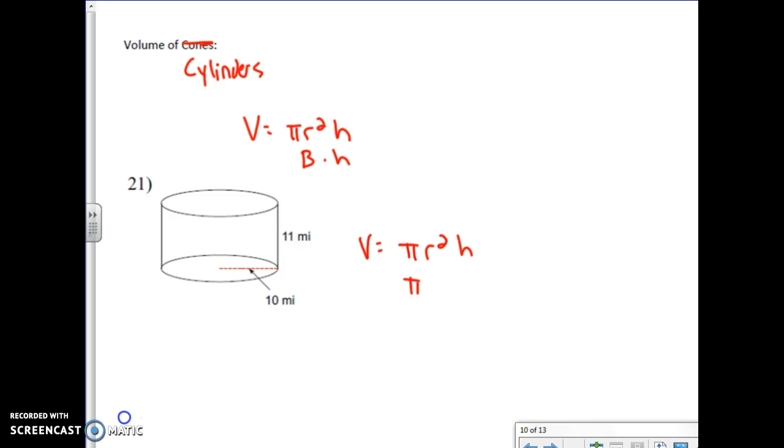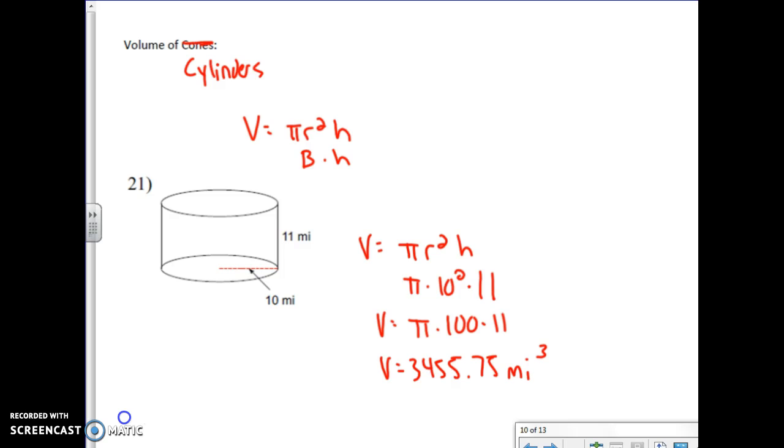So it's going to be pi times the radius, which is 10 miles squared, times the height, which is 11. So volume equals pi times 100 times 11. I'm just going to multiply all those together. Pi times 100 times 11. And I get my volume to be 3,455.75 miles cubed.